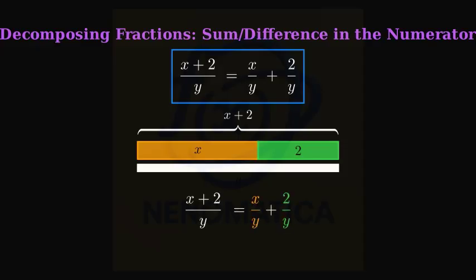Example A. Decompose x plus 2 over y. We write it as x over y plus 2 over y. Watch the color match the terms from the numerator to each split fraction. This rule is just the distributive property of division across addition in the numerator.